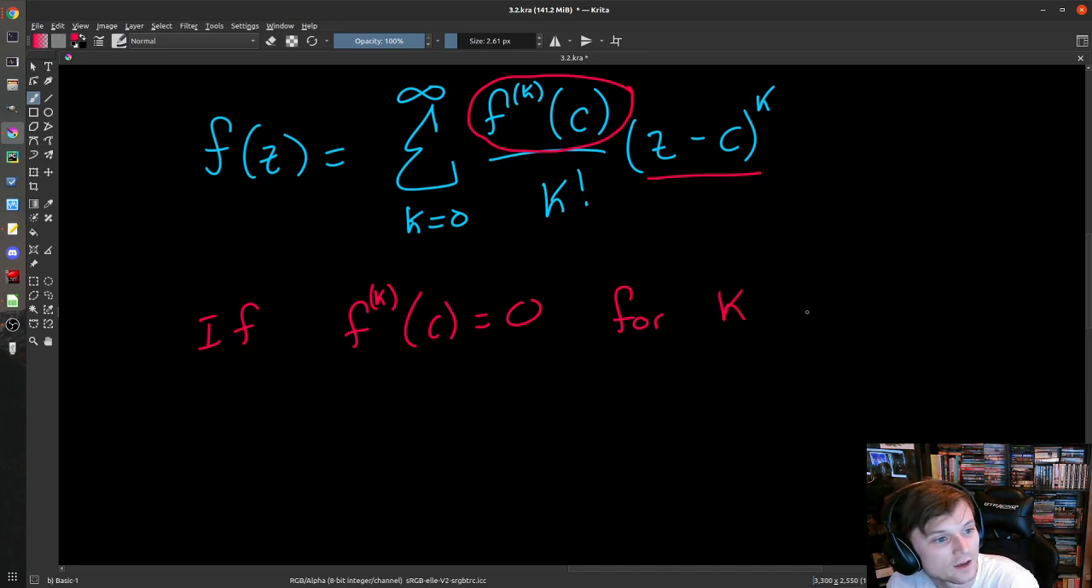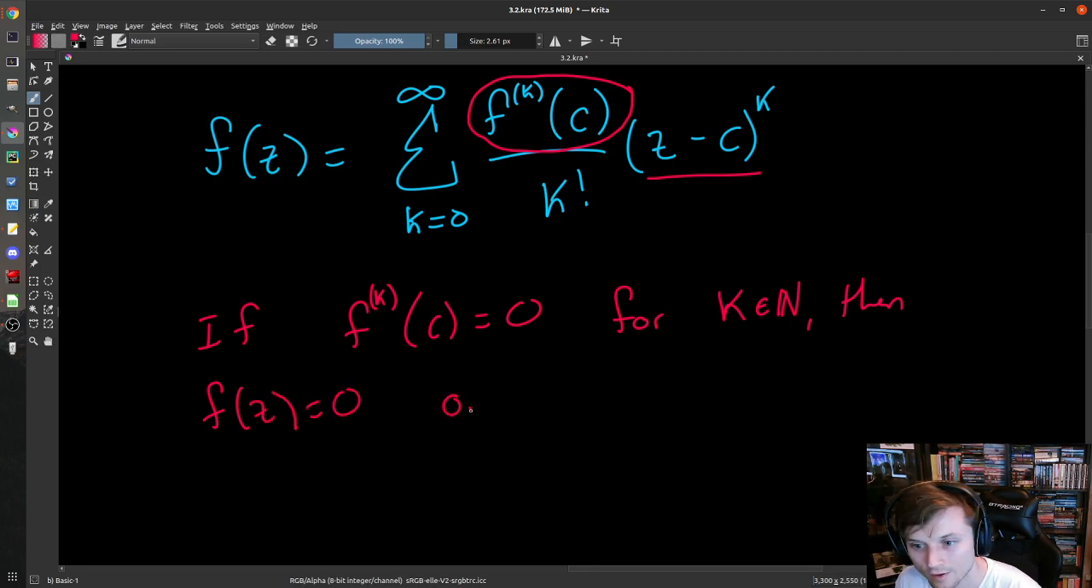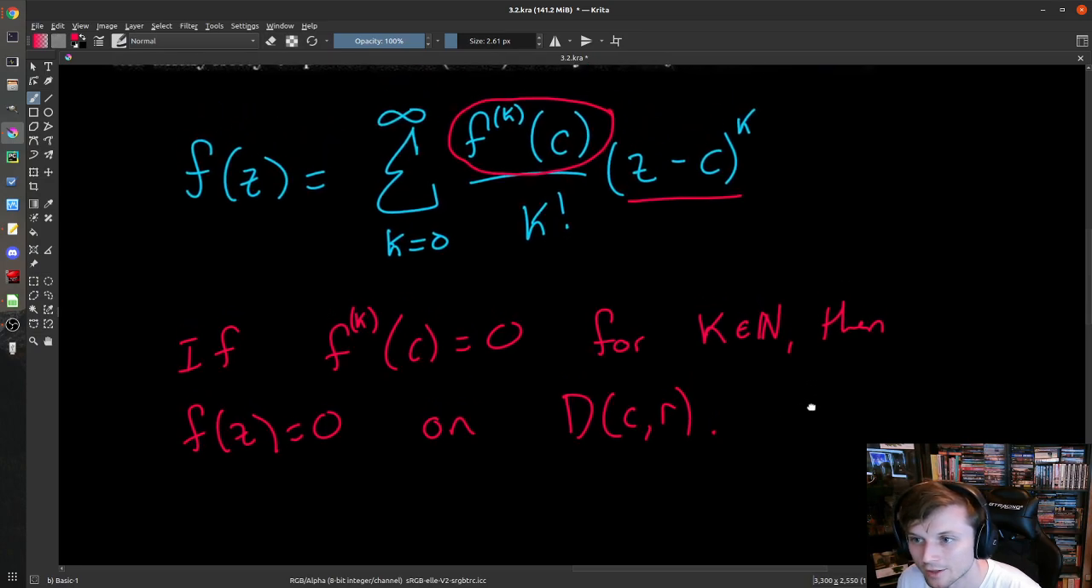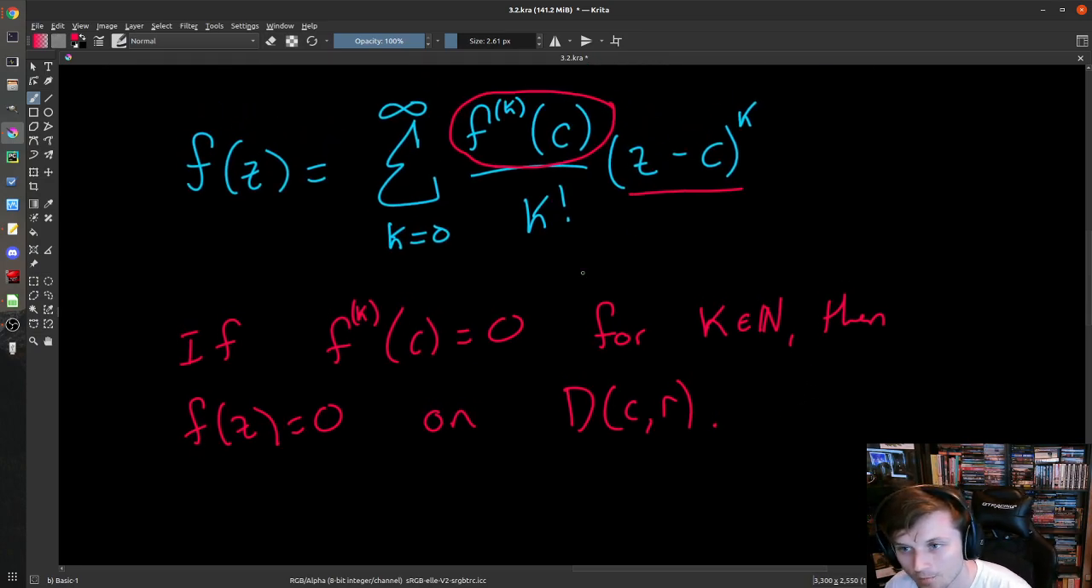think of it like this. I was going to write for k in the naturals, but I don't know if we feel good about that for all k, right? If this is the case, then we obviously have that f of z is equal to 0 on a disk of radius r centered at c, right? That makes sense. That is, if every term in this power series is 0, then obviously on the radius of convergence, it is 0. Okay, that's fair.